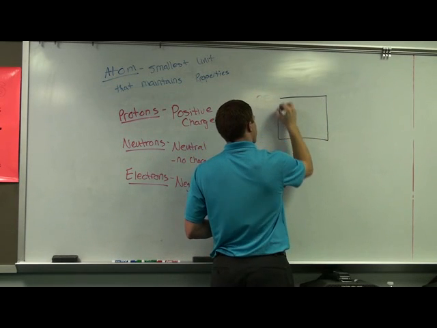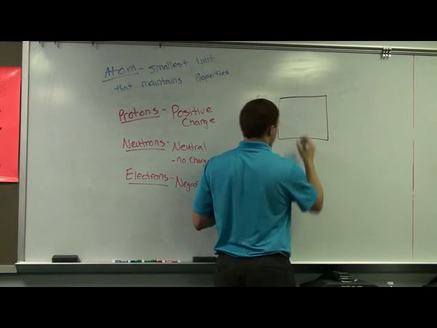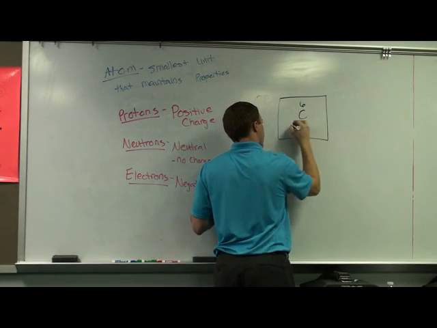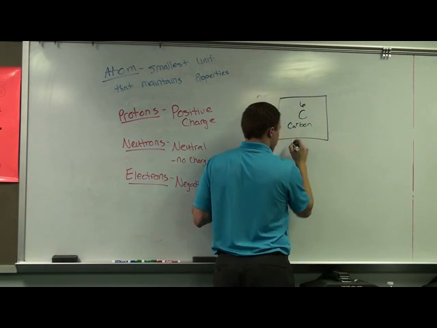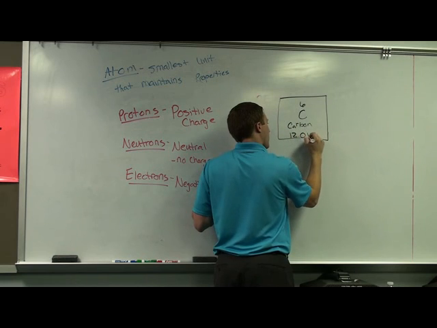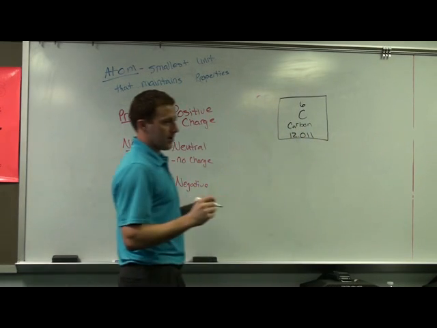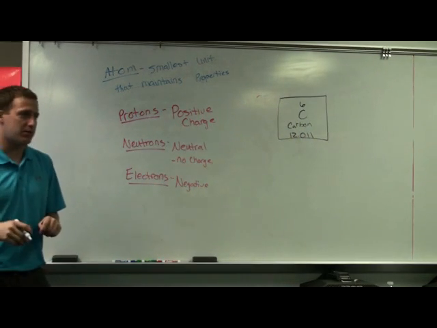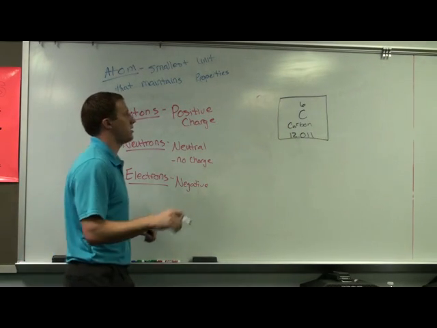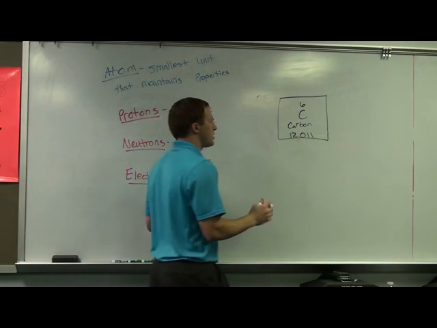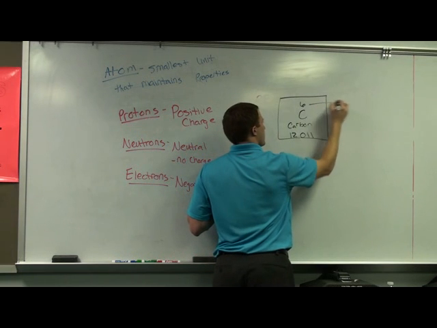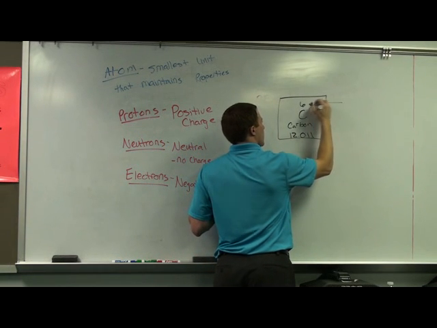Now, on your periodic table, I want you to find carbon. Okay, and it'll look like that, right? On your periodic table. This is what they'll give you on the test, a periodic table. What does this 6 represent? It represents the atomic number.